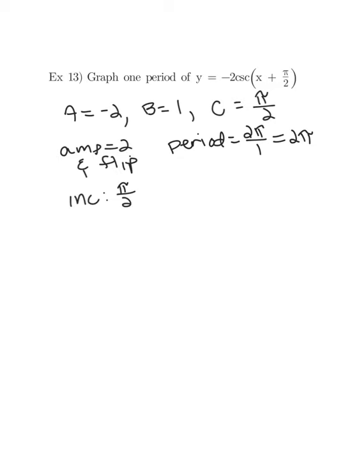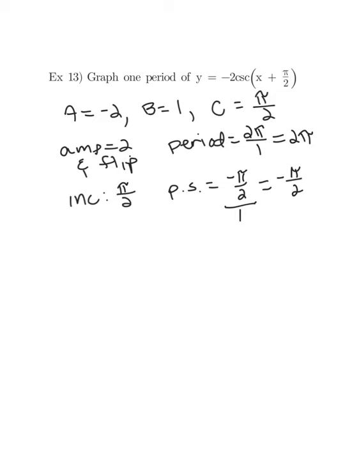Our phase shift. I'm abbreviating here so I can fit this in. We need to do the opposite of C. So we're going to do negative pi over 2. Put that over the B, which in this case is 1. So that just becomes negative pi over 2.